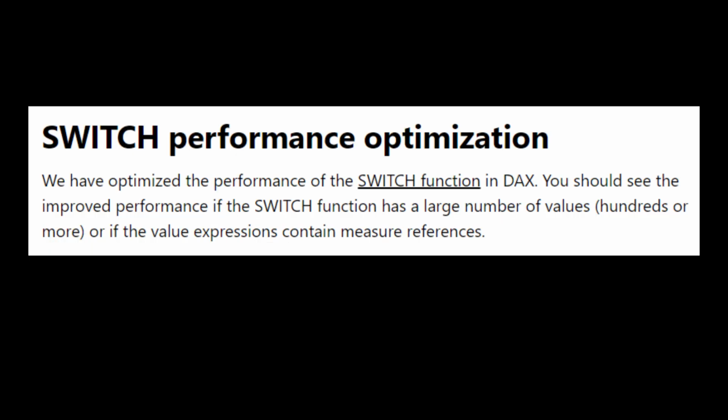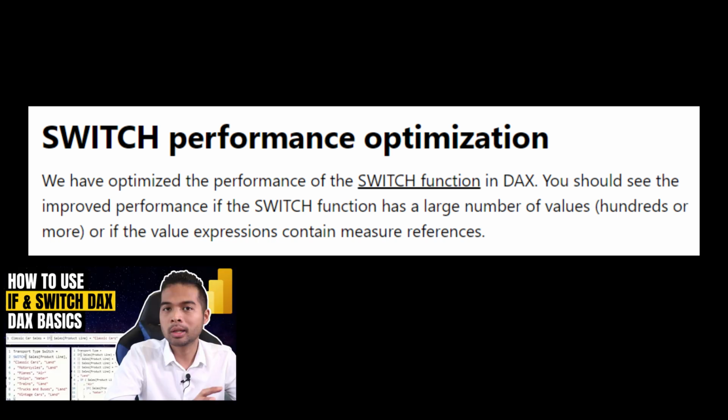The switch function got a performance boost, so you should see an improved performance when using hundreds of values in your switch functions, or you're using references to other measures. And if you don't know this already, switch is a faster, cleaner way to string up if statements. And if you don't know how to use it, I covered it in a separate video, so check it out if you haven't yet.